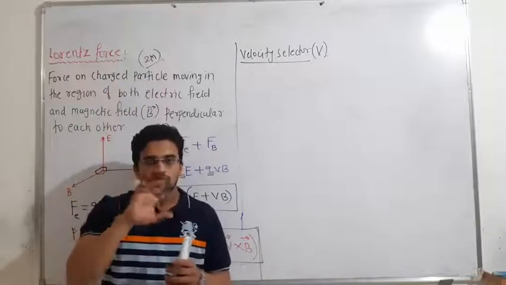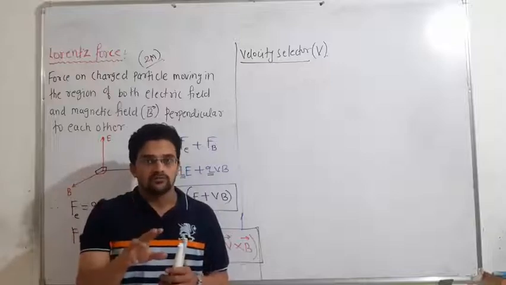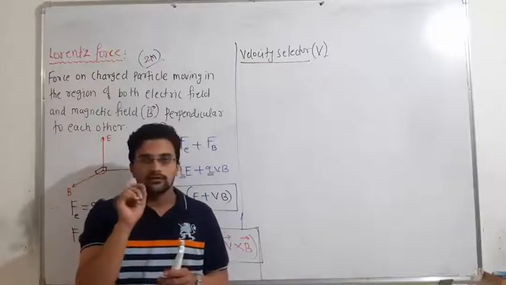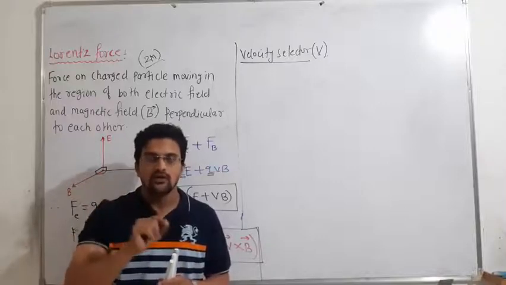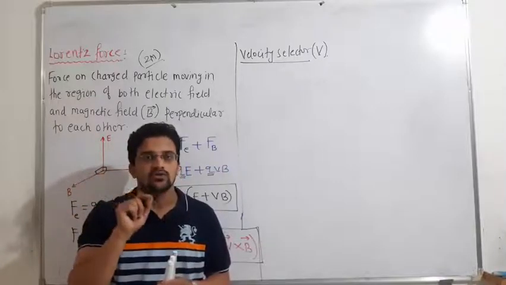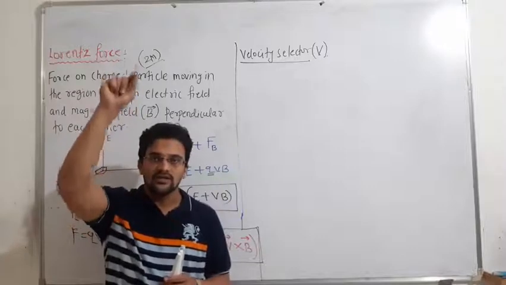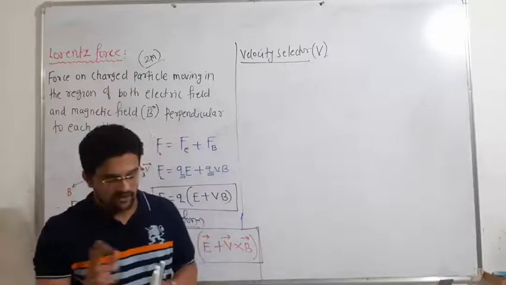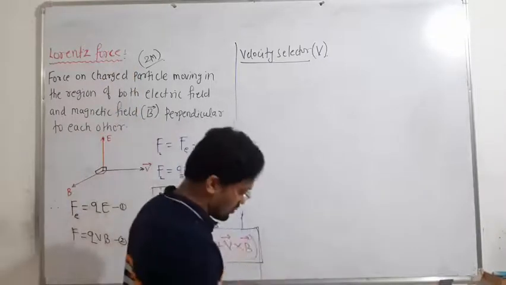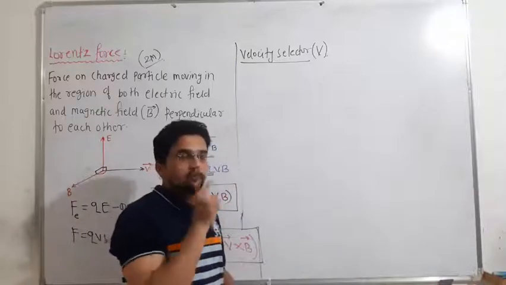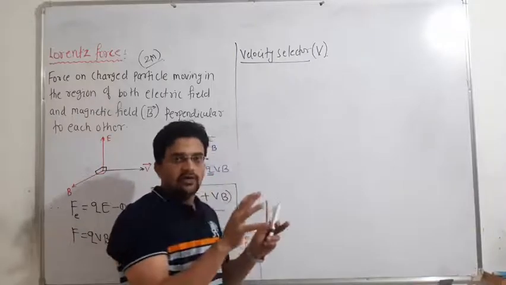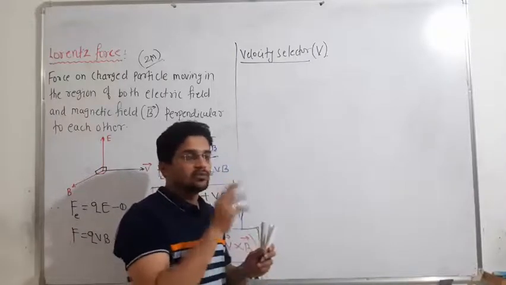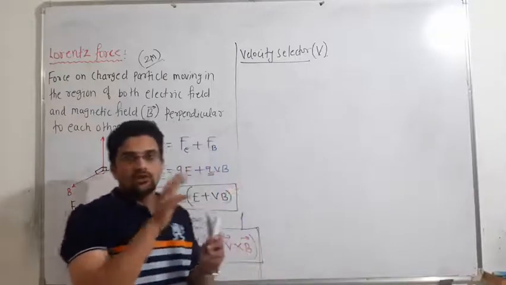If both the forces are equal but opposite, then the net force on that charge is zero. So the charged particle will move in a straight line without any deviation or deflection. So at what velocity should I project that particular charged particle in the magnetic field or in the electric field so that it will move without any deviation, without any deflection?